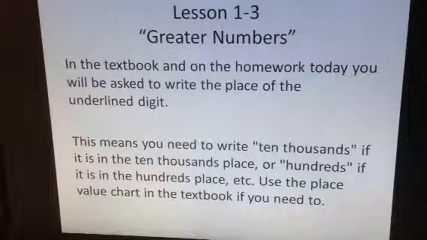In the textbook and on the homework today, you'll be asked to write the place of the underlined digit. This means you need to write the word 10,000s if it's in the 10,000s place, or hundreds if it's in the hundreds place, etc. Use the place value chart in the textbook if you need to.